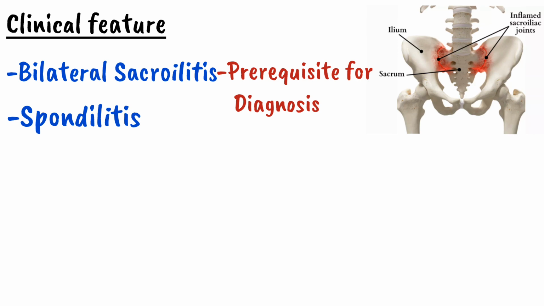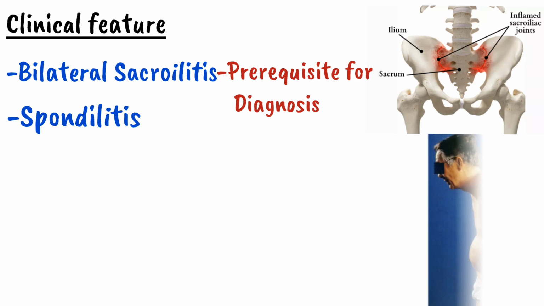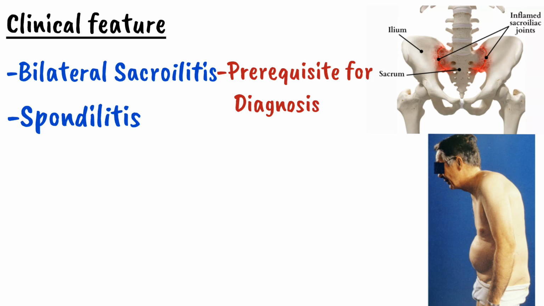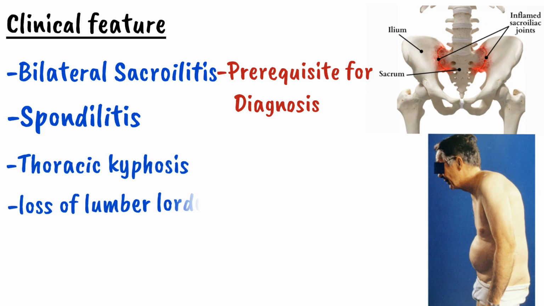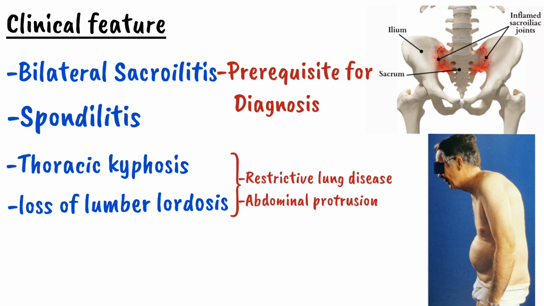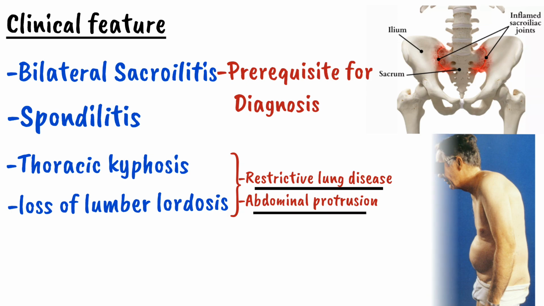In very late disease, due to persistent inflammation of the spine, there will be a thoracic kyphosis and loss of the lumbar lordosis. So due to loss of this normal curvature of the spine, the patient will have a restrictive lung disease, and the patient will have a protruded abdomen.